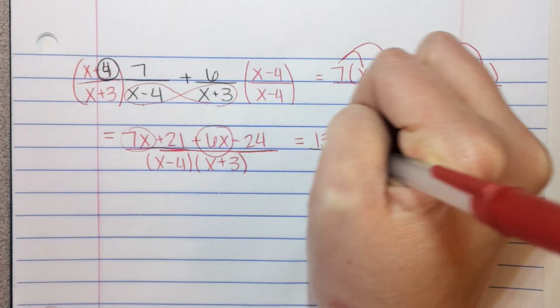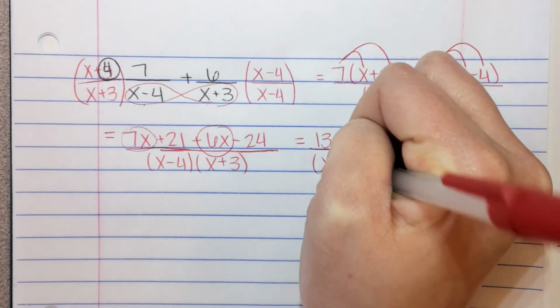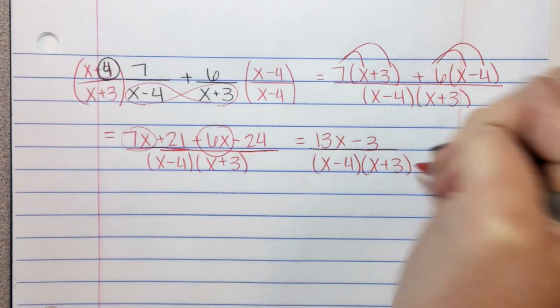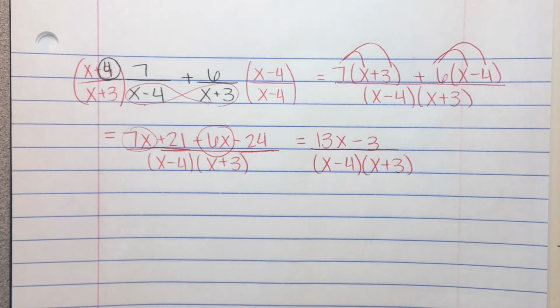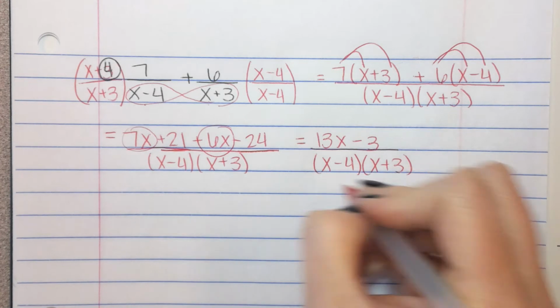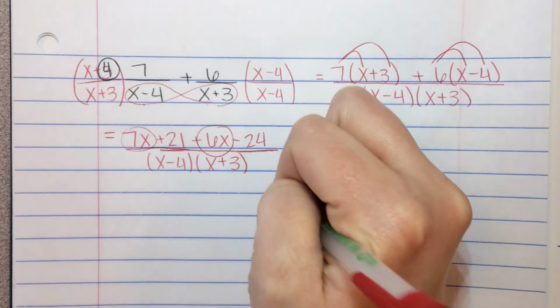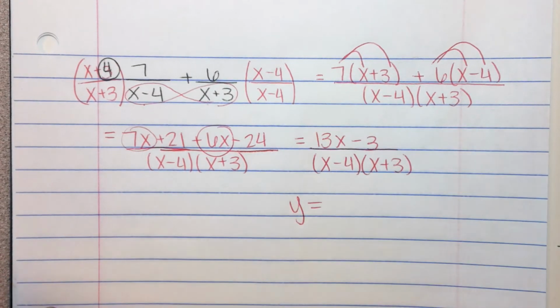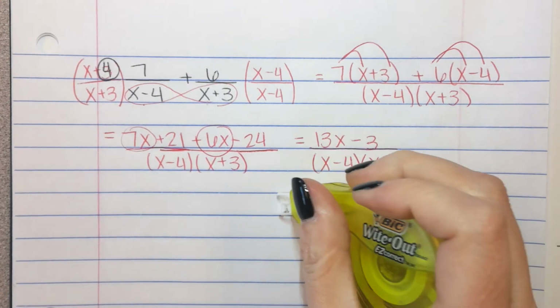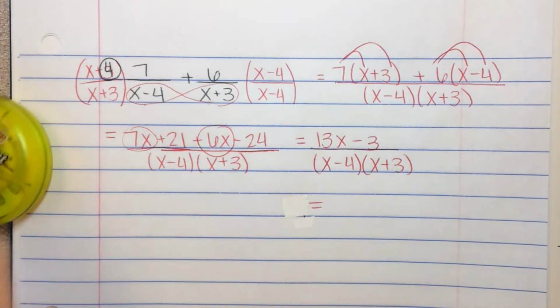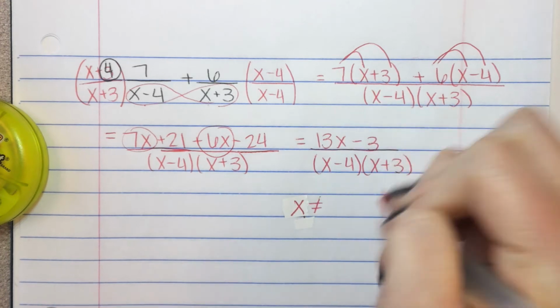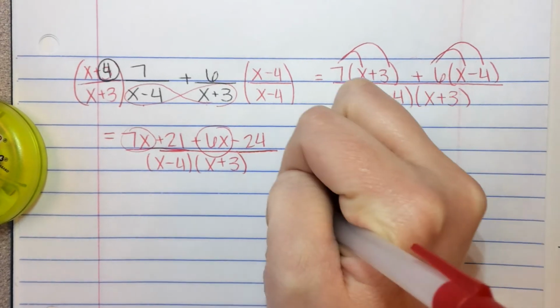And then on the bottom, I have the quantity x minus 4 and then x plus 3. All right, now I can find my restricted values because I have nice factors down here. So I know that x cannot equal 4 or negative 3.